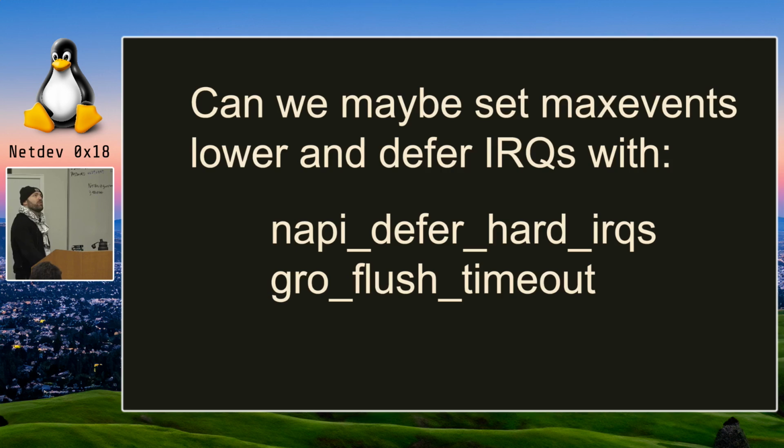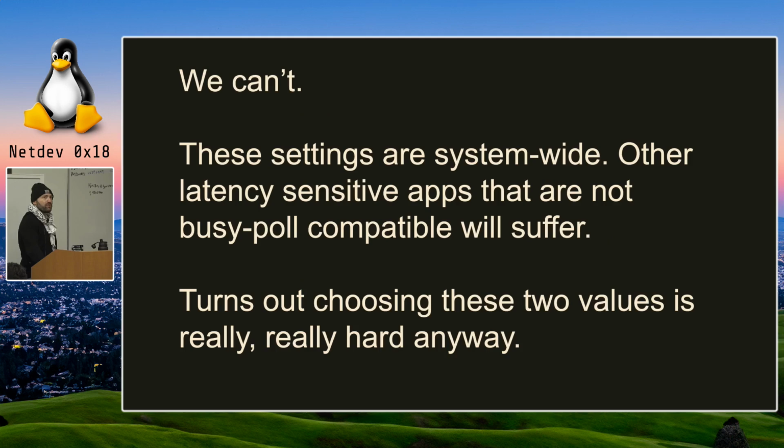And so I started thinking, okay, well, maybe I can reduce the max events parameter to epoll pwait so that we just get less stuff every time we call epoll pwait2. And maybe we can defer IRQs even further with NAPI defer hard IRQs and gro flush timeout. So the first thing you can do, you can reduce the number of events you care about. That's pretty easy. But you can't really use the two knobs on the bottom, NAPI defer hard IRQs and gro flush timeout. At least we can't.